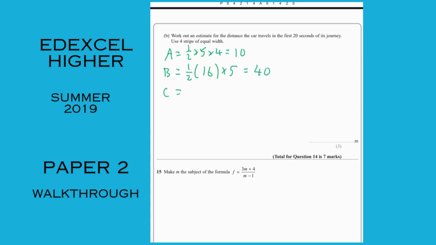I'll speed it up now. So C was a half of 12 plus 18, all times by 5. D was a half, and the two heights were 18 and 20, multiplied by 5 to get 95. So all in all, I got the answer of 220. Mark scheme allows anything from 215 to 225, again inclusive.